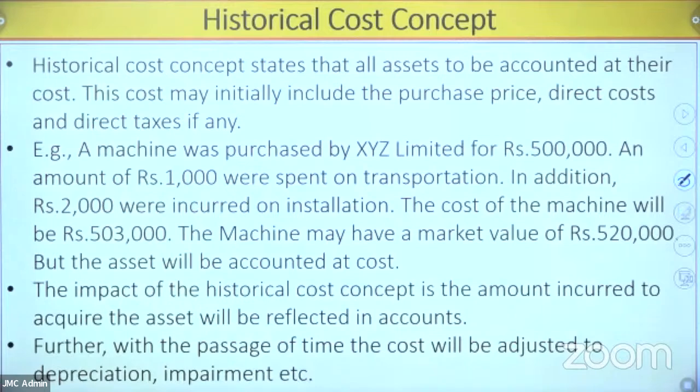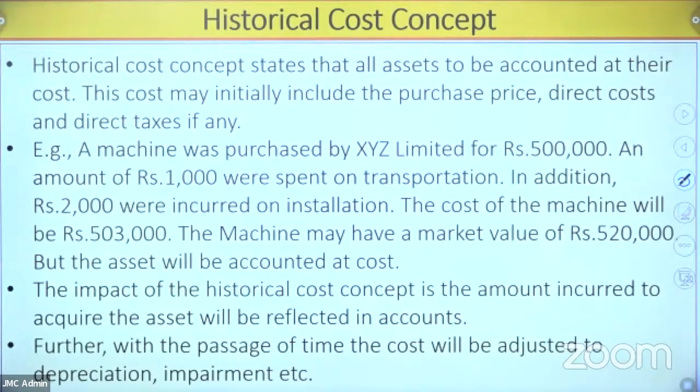Example: a machine was purchased by XYZ for 500,000. An amount of 1,000 was spent on transportation. In addition, rupees 2,000 were incurred on installation. The cost of the machine will be rupees 503,000. The machine may have a market value of 520,000, but the asset will be accounted at cost.